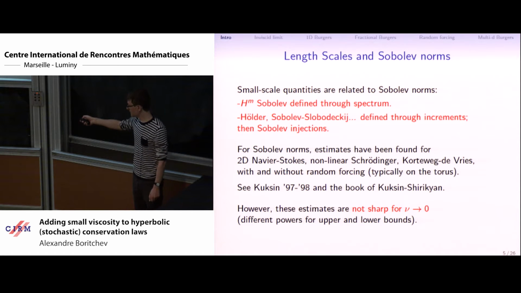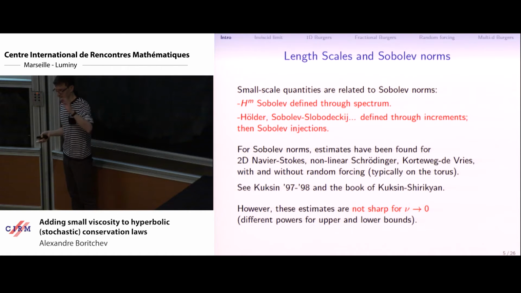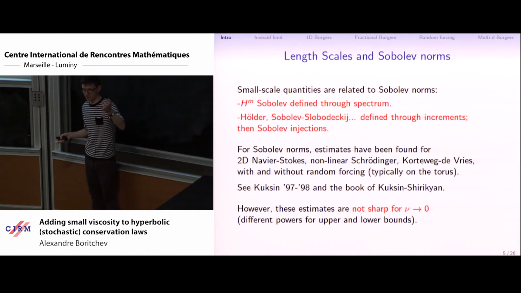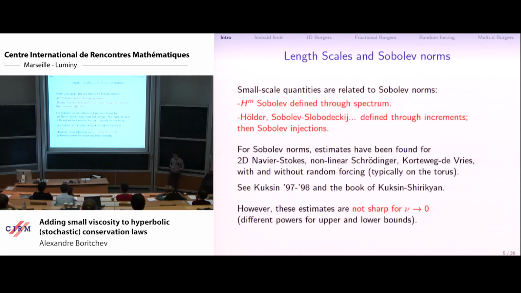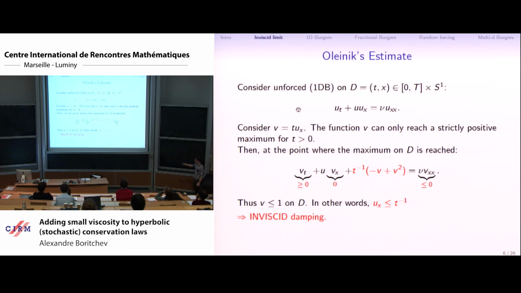And for these equations, the estimates are not sharp when the viscosity coefficient goes to 0. What it means is that it's already quite an achievement to have lower and upper estimates for Sobolev norms, but typically you have negative powers of the viscosity coefficient nu which are different in the lower and upper estimates. So there is still something which needs to be understood on these models. Somehow the sharp behavior is not 100% understood.